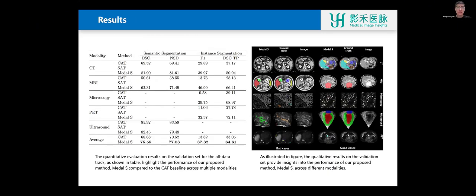MedOS outperforms SAT with Dice 75.55 versus 68.68, NSD 77.53 versus 70.52, F1 37.32 versus 13.82, Dice TP 64.61 versus 33.05. Superior multi-class segmentation similarity.